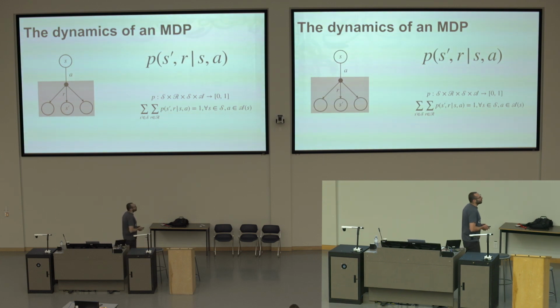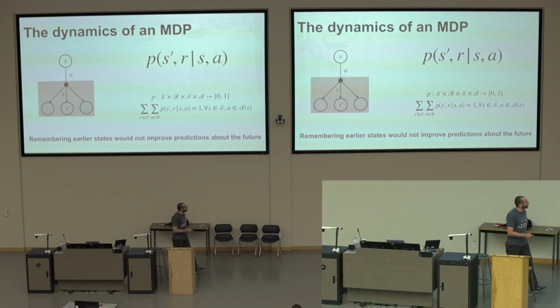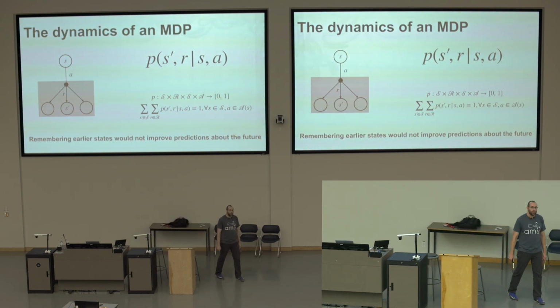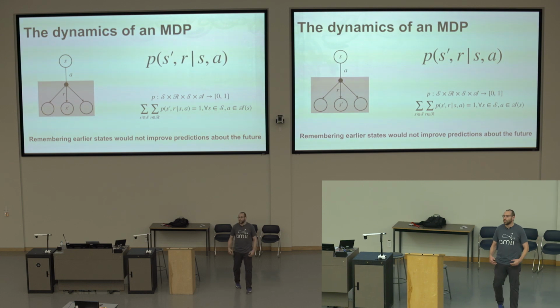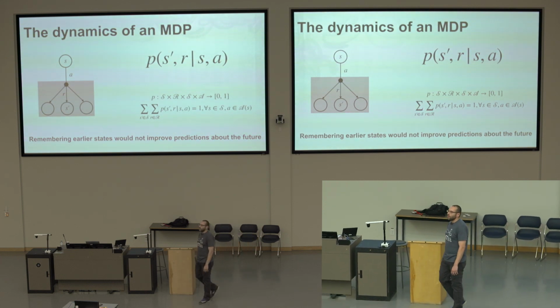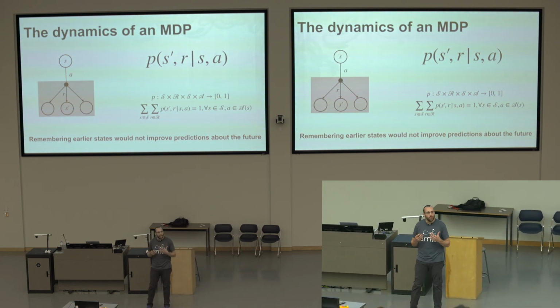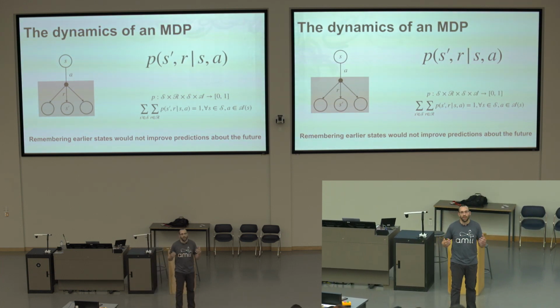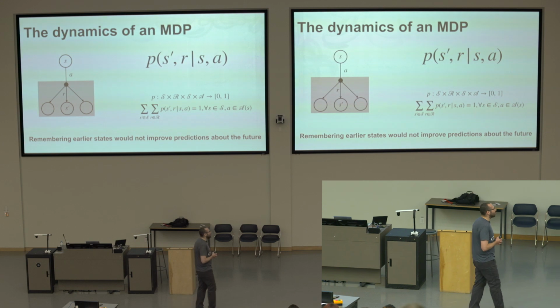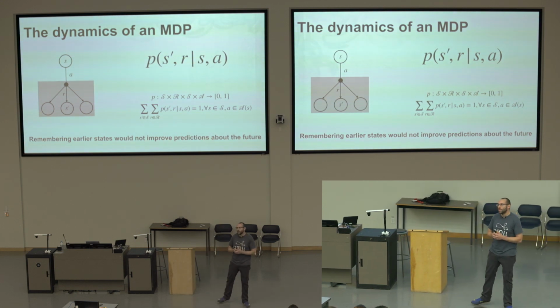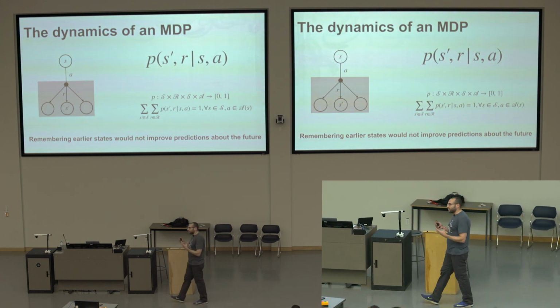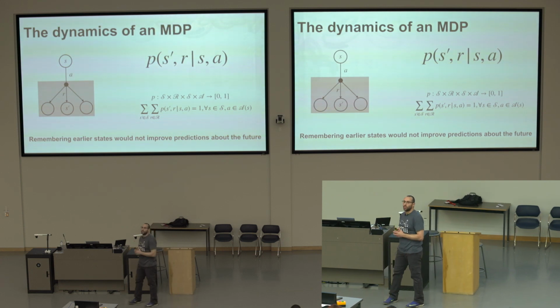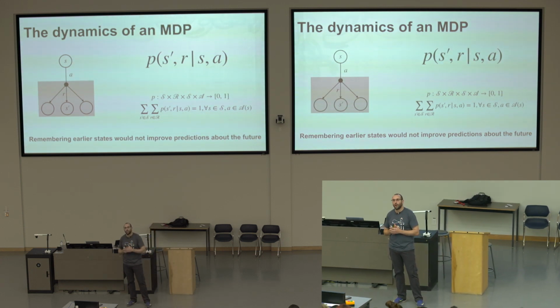The other thing I mentioned, the Markov property, is pretty important. Remembering earlier states would not improve our predictions or actions about the future. A lot of times people get caught up in this and think that the Markov property means that nothing is hidden from the agent. That's not true. A good way to think about this is like poker. In poker, the definition of the problem is you don't get to see the other people's cards. That does not make it non-Markov.